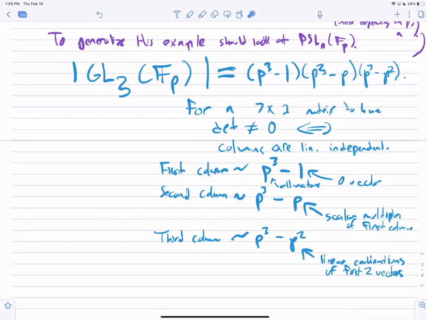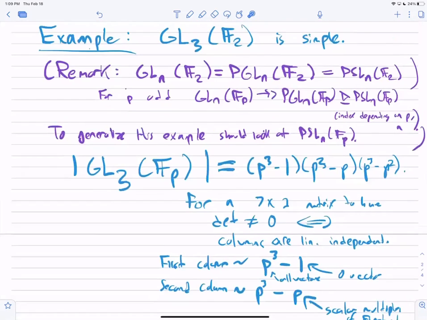And this formula generalizes completely to GLn of Fp. So you just start with p to the n minus 1, then take p to the n minus p, then p to the n minus p squared, and so on. So this is a completely general thing. Great. So thank you, both of you.